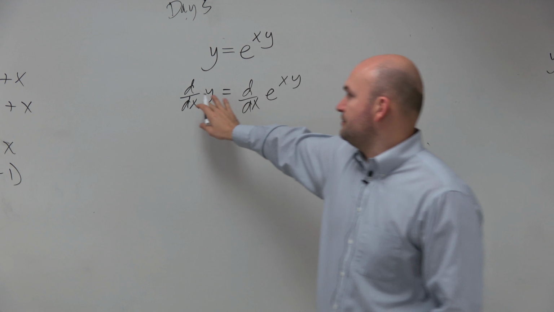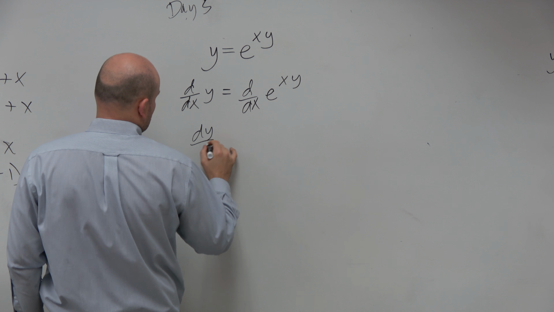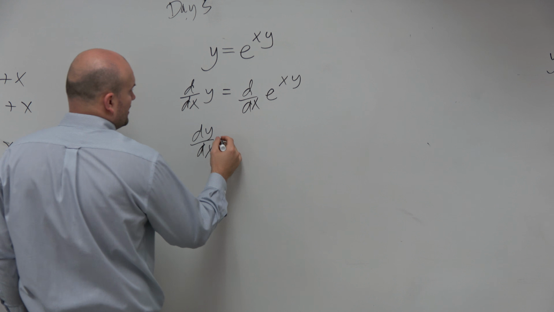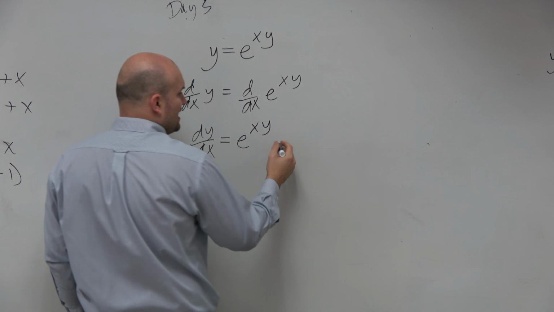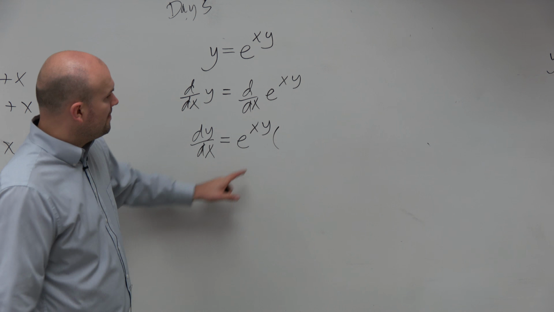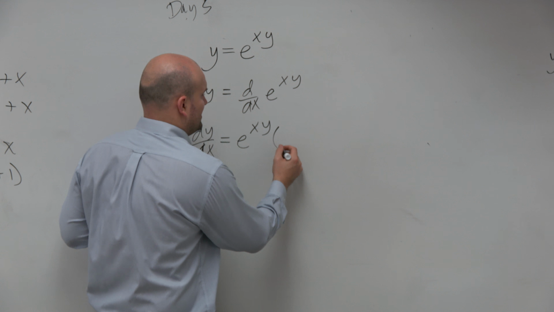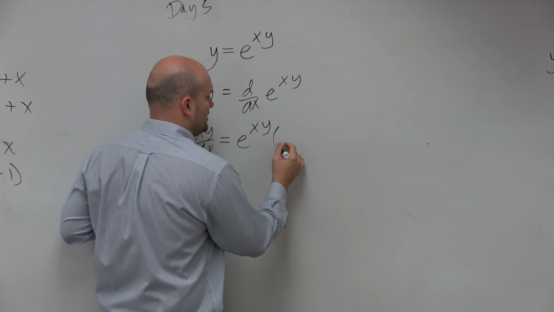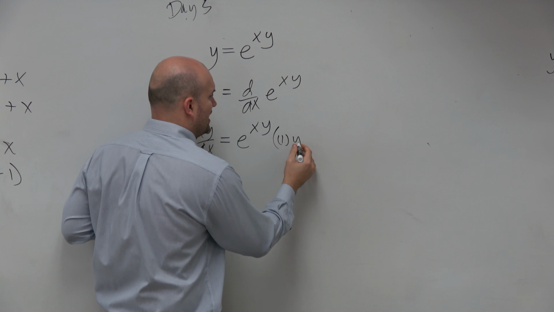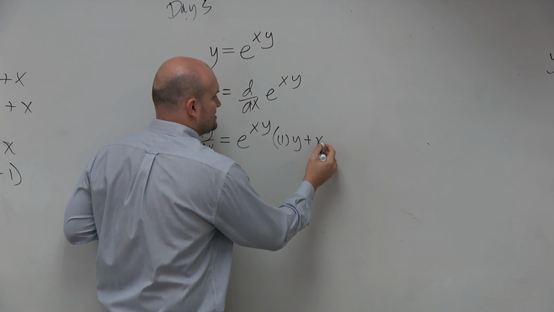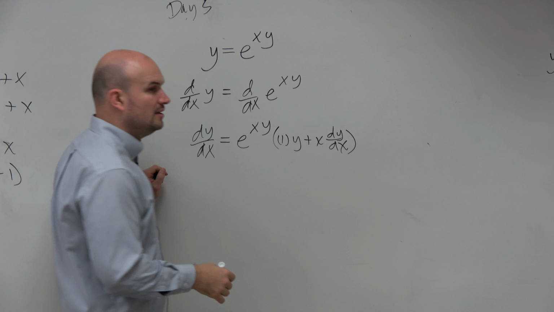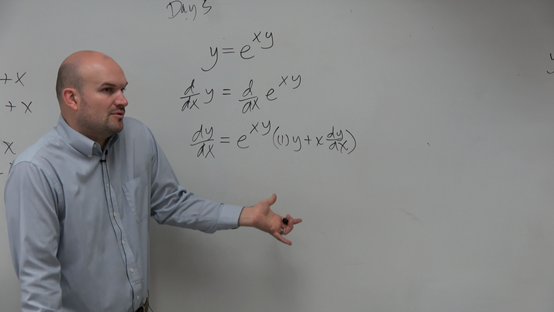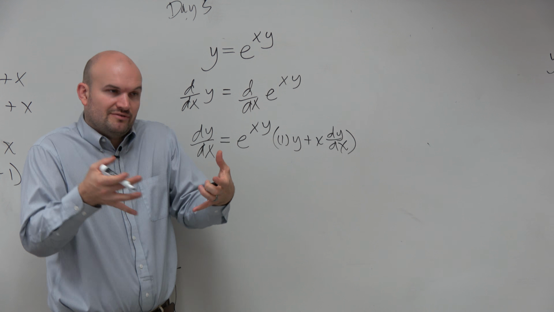So if I'm going to take the derivative of y with respect to x, that's going to be dy over dx. Over here, the derivative is going to be e to the xy times the product rule here, which is going to be derivative of x is 1 times y plus x times dy dx. Right? And again, this comes to the same thing we were talking about. This is just a condensed version of this.